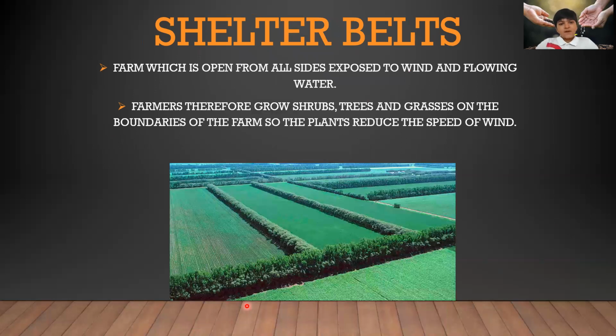Shelter belts. A farm which is open from all sides is exposed to wind and flowing water. Farmers therefore grow shrubs, trees, or grasses on the boundaries of the farm. So the plants reduce the speed of wind, as you can see here. These are the farms and these are the boundaries. So the farmers have planted the trees. And when the wind comes from another direction, it will stop and reduce the flow of wind. Yes.